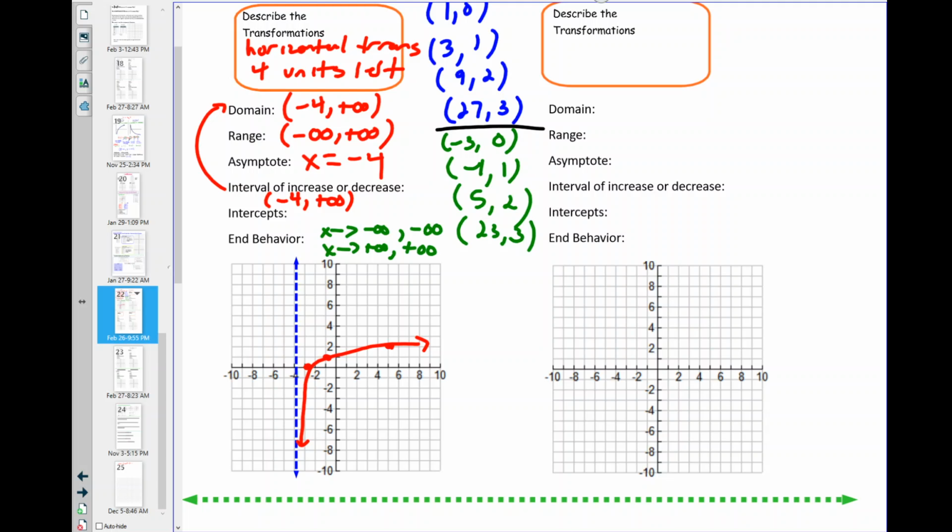And actually, you know what? I take it back. The first x should not be negative infinity because of the asymptote. Yeah, that should be -4. So as x is going to -4, then y goes to negative infinity. It's never going to reach negative infinity. As x is going to positive infinity, then y goes to positive infinity.